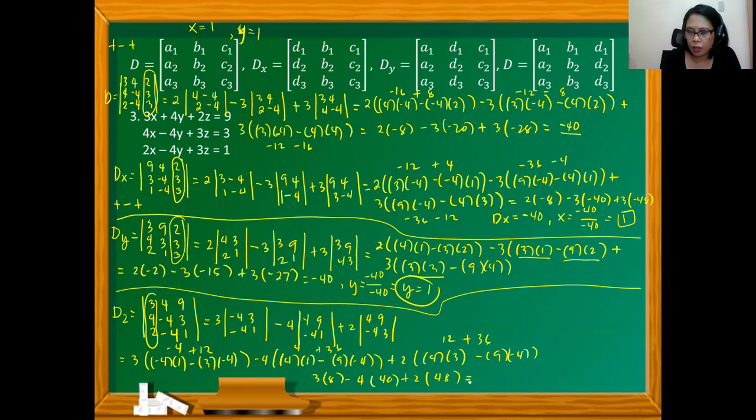So what is 3 times 8 minus 4 times 40 plus 2 times 48? And this is equal to negative 40 again. So our d sub z is negative 40. Therefore, z is equal to negative 40 all over d, which is negative 40. So z again equals 1.